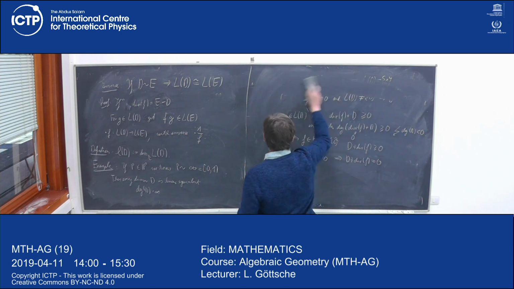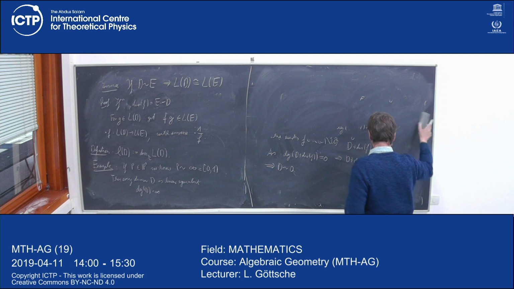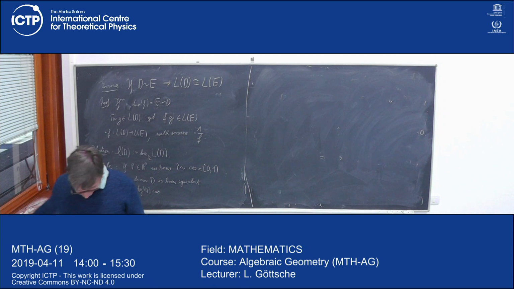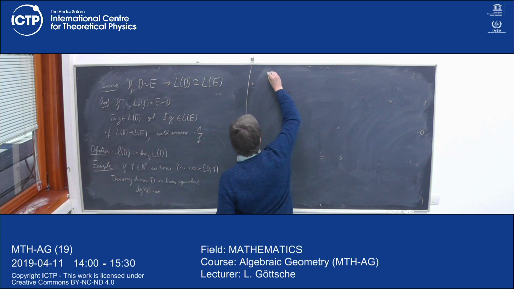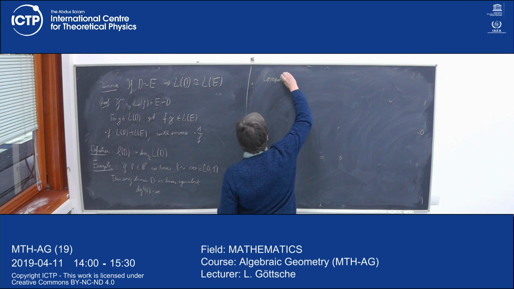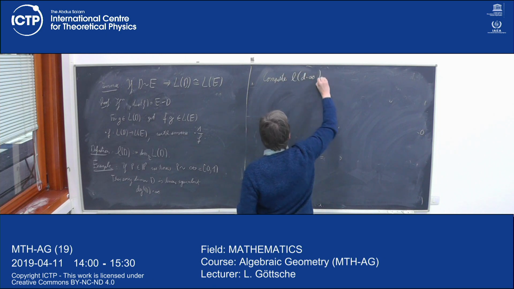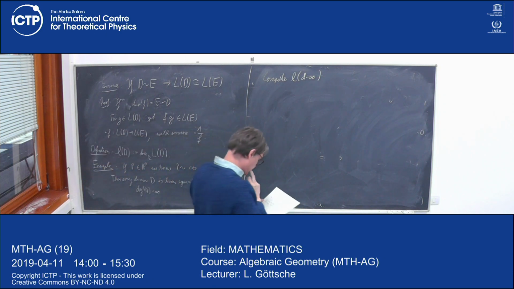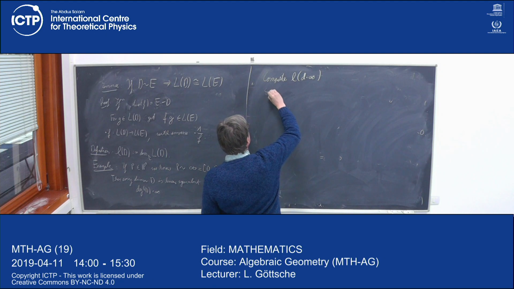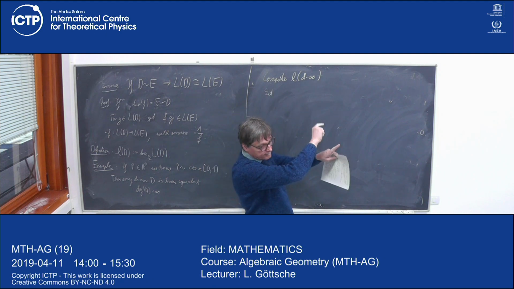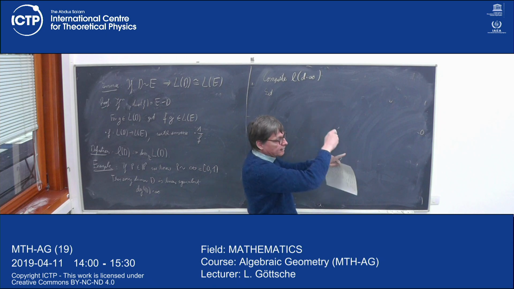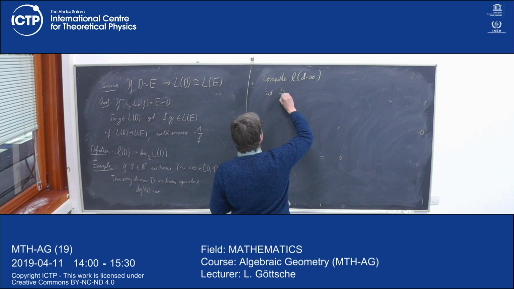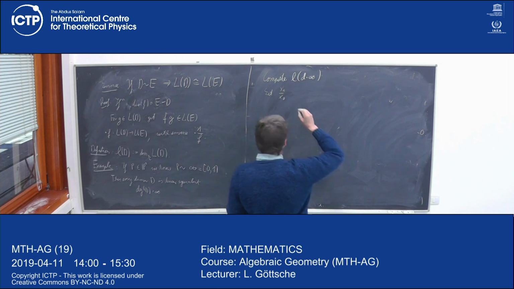So now we want to compute what this L of D is. Let's compute L of D times infinity. We have again the homogeneous coordinates x0, x1 on P1, and on the A1 we have the coordinate x1 divided by x0.